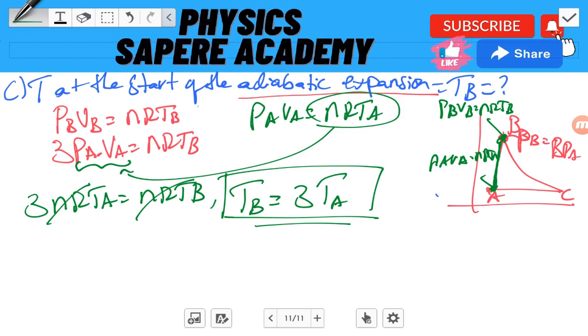Now, the start of the adiabatic is the end of the isochoric, right? Here the start is the end of this isochoric process. So the temperature at the start of the adiabatic expansion, which is equal to the temperature at the end of the isochoric expansion, is 3 times the temperature at the start of the isochoric expansion. So this is C.